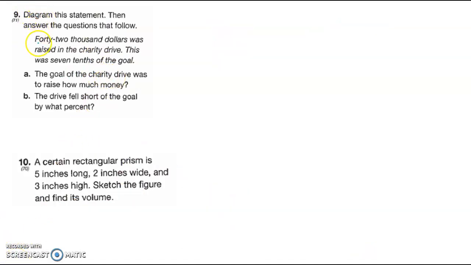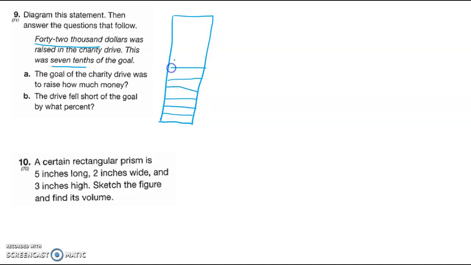Alright, diagram this statement. $42,000 was raised in the charity drive. This was 7/10 of the goal. So what I'm going to do is I'm going to draw my 10 boxes, because I kind of need to visualize this. 1, 2, 3, 4, 5, 6, 7, 8, 9, 10. Okay.